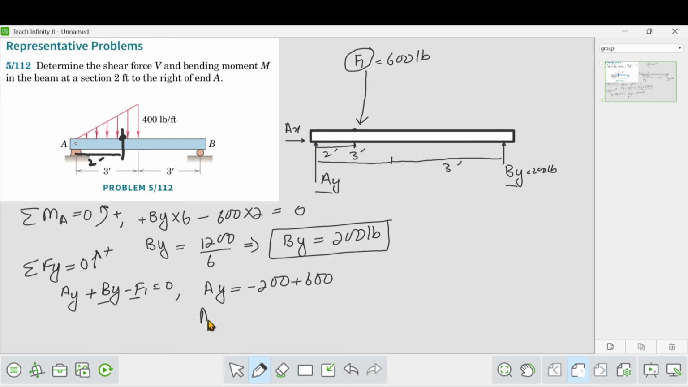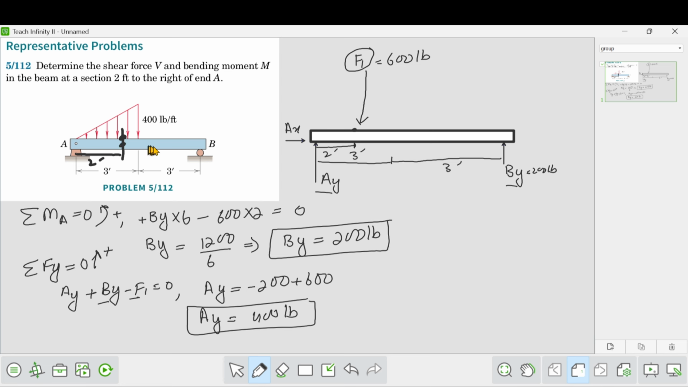So AY, I get AY as 400 pounds. Now I have found reactions AY and BY. Now I can easily find the moment and shear force and bending moment at this point.